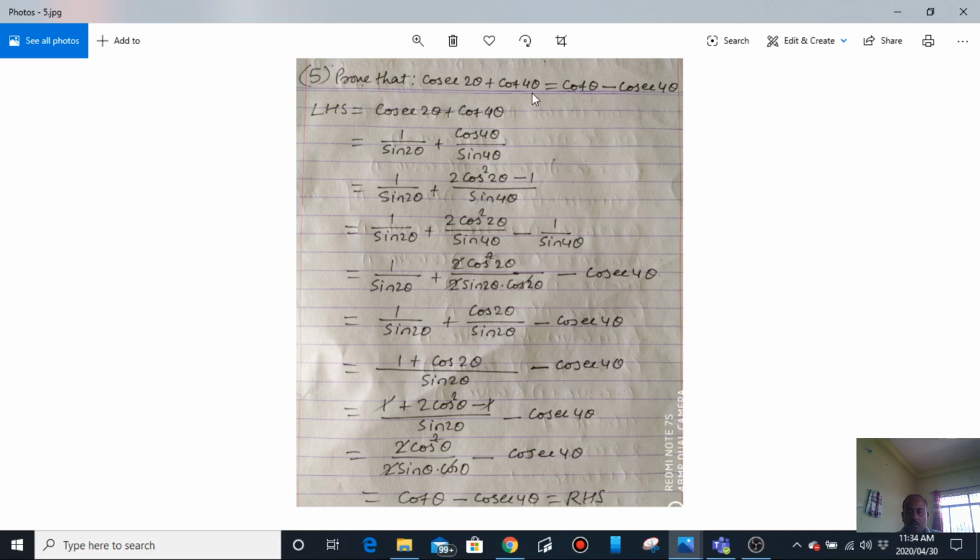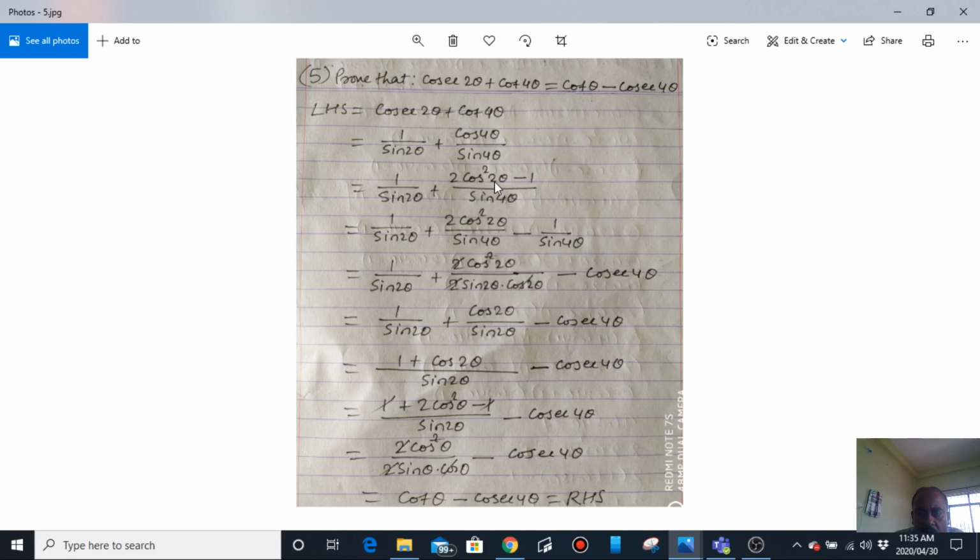So this is LHS, this is RHS. So we start with LHS. Mind it, in RHS you have cot theta minus cosec 4 theta. So always while solving this type of question, it should be in your mind what is in RHS, what I have to get. Now cosec 2 theta is 1 by sin 2 theta and cot 4 theta is cos 4 theta by sin 4 theta as usual. Now you know cos 4 theta is cos 2 into 2 theta. So you can apply cos 2A equals 2 cos square A minus 1, that formula.